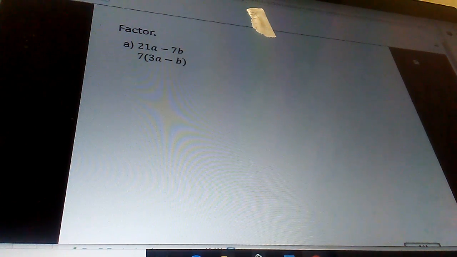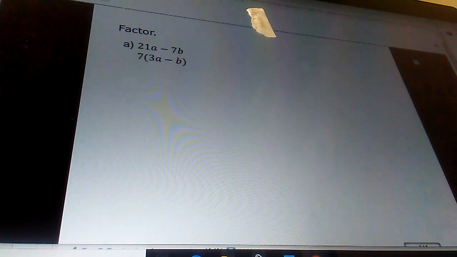Notice that factoring is like using the distributive property in reverse. In fact, we can use the distributive property to check our factoring. 7 times 3a is 21a, and 7 times negative b is negative 7b, the original expression, so our factoring is correct.